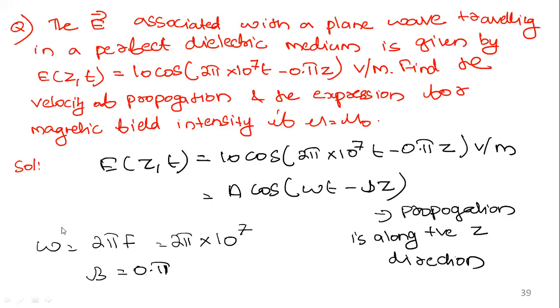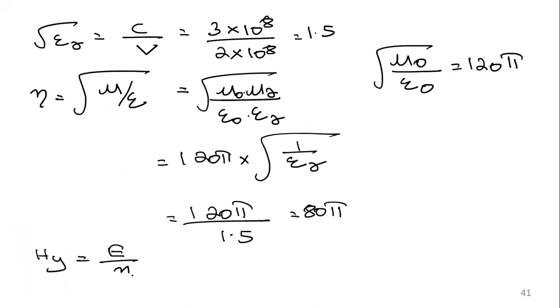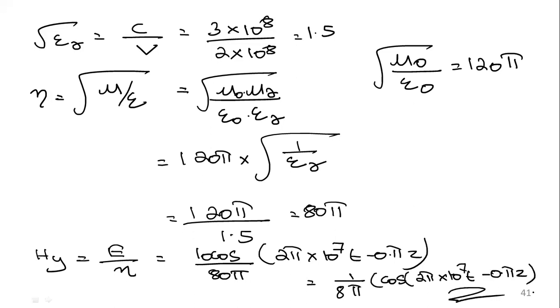What you should keep in mind here is that the electric field is given as 10 cos 2 pi into 10 raised to 7 t minus 0.5 z. So similarly, we should obtain the magnetic field. The magnetic field will be the electric field divided by eta. So Hy is equal to E by eta, which is 10 cos(2 pi into 10 raised to 7 t minus 0.5 z) by 80 pi. You can cancel, and the final answer is 1 by 8 pi cos of 2 pi into 10 raised to 7 t minus 0.5 z. This is the final answer that you should obtain.